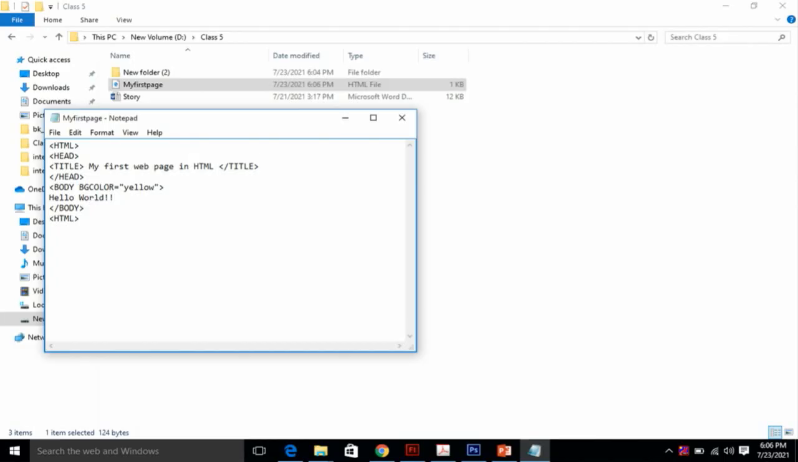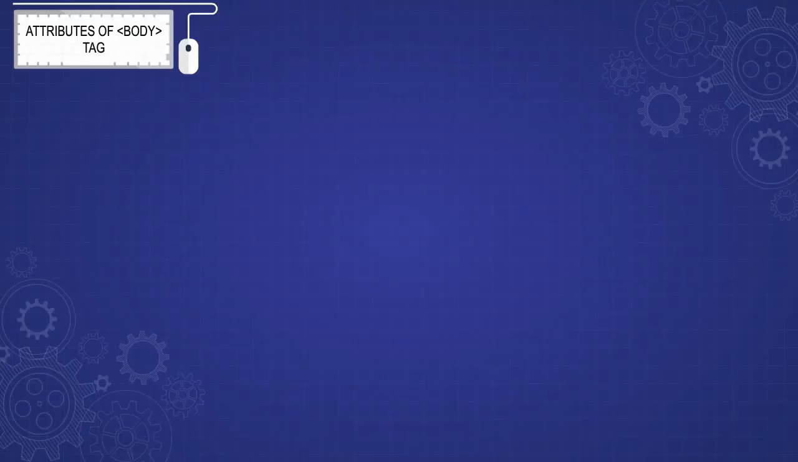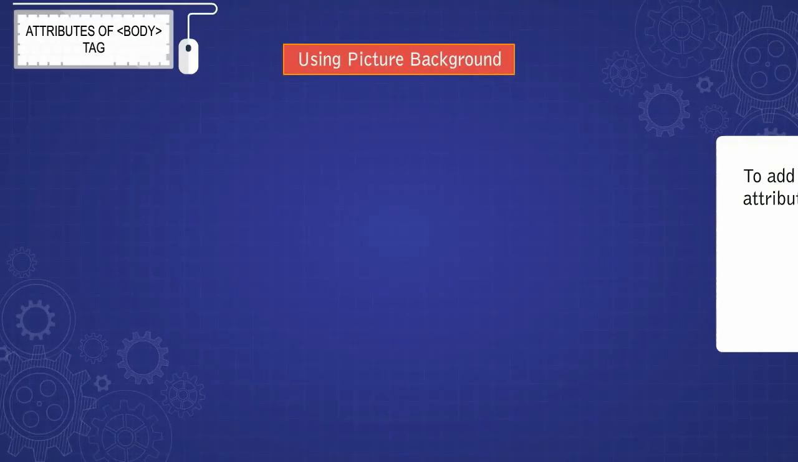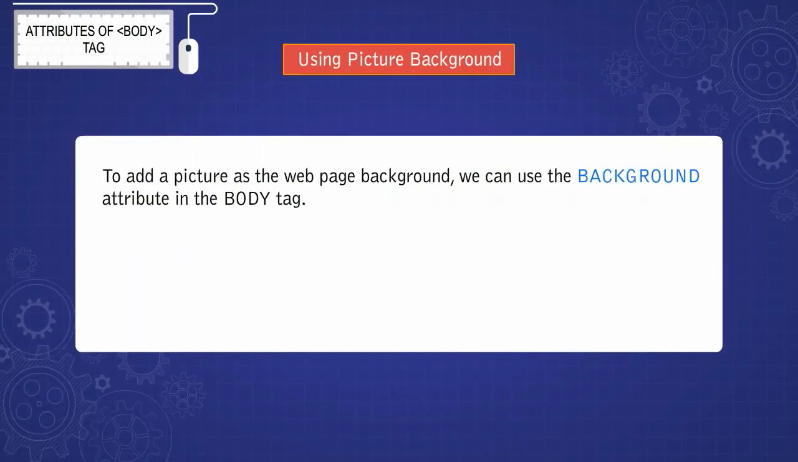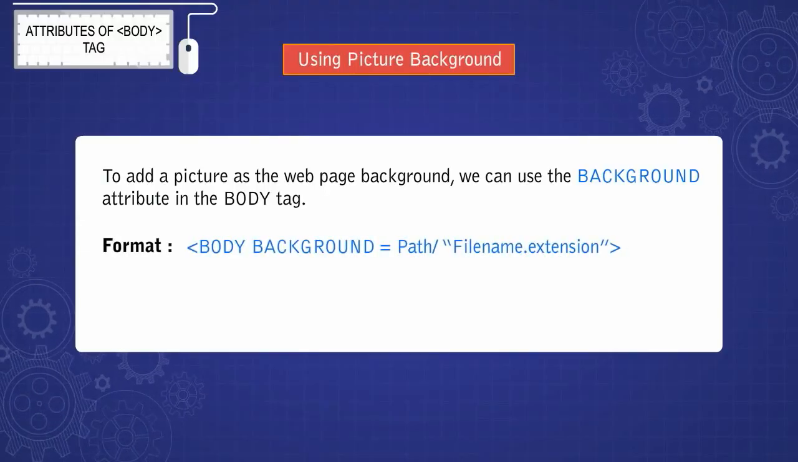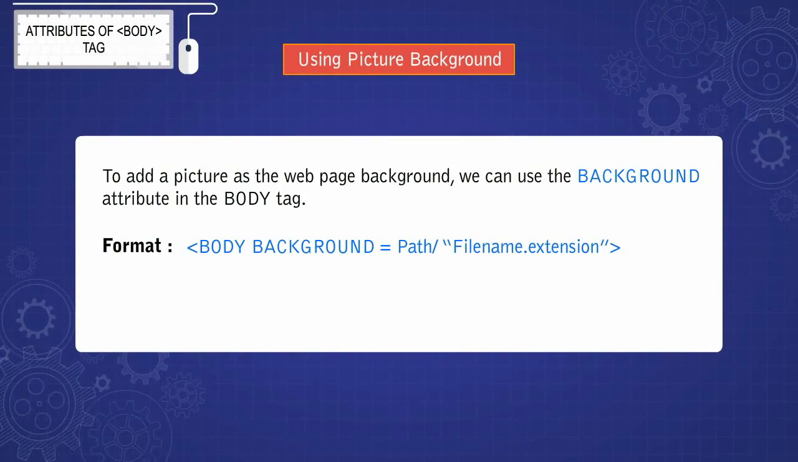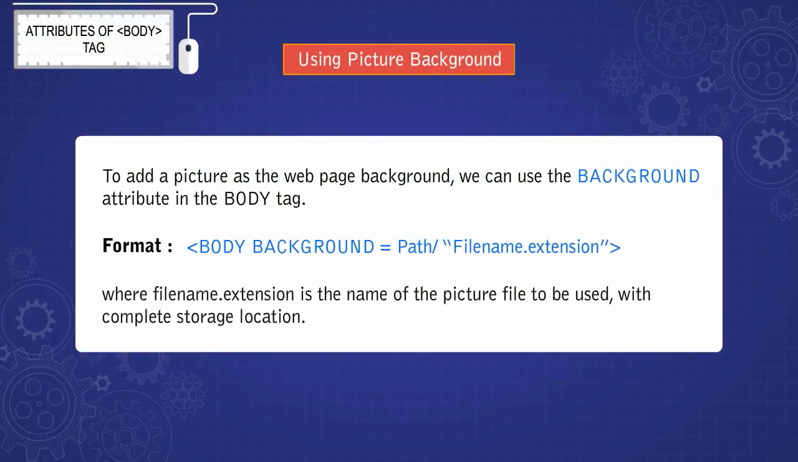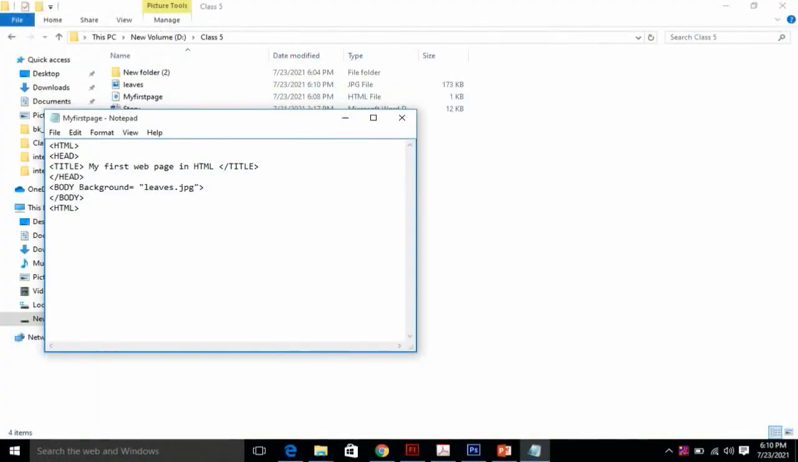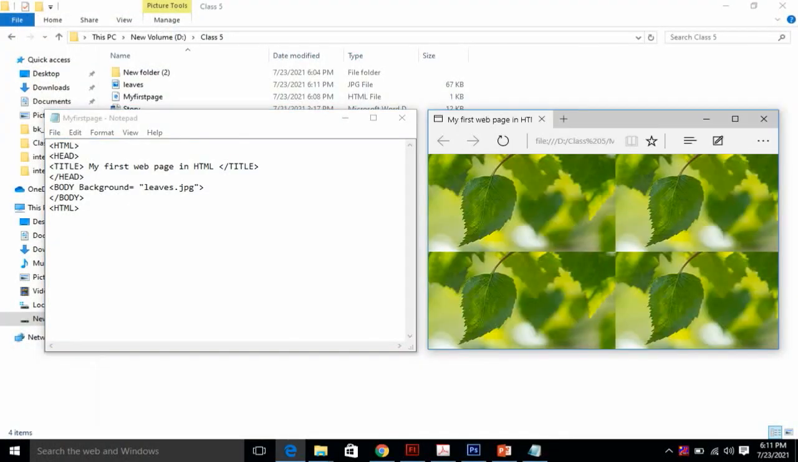Example. Output. Using picture background. To add a picture as the web page background, we can use the background attribute in the body tag. Format. body background equal to path/, within quotes, filename.extension, where filename.extension is the name of the picture file to be used with complete storage location. Example. Output.